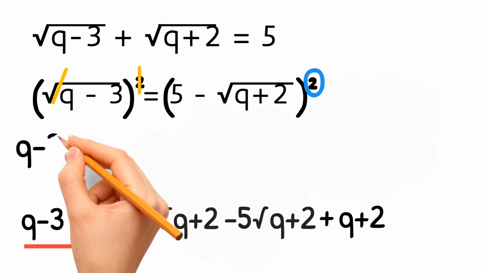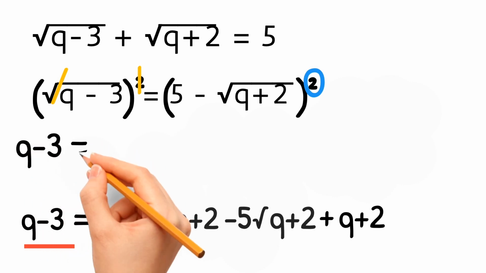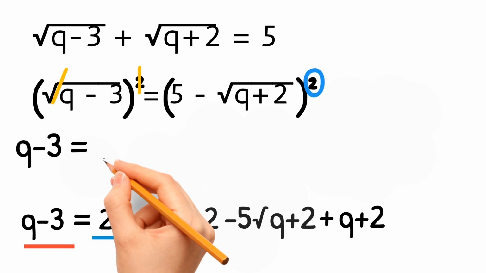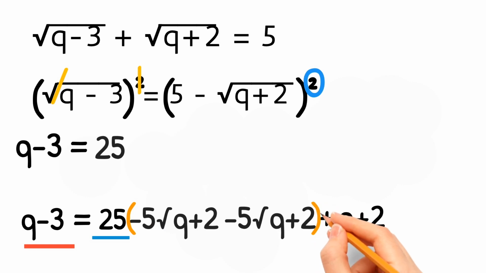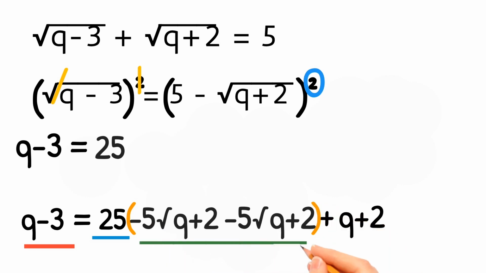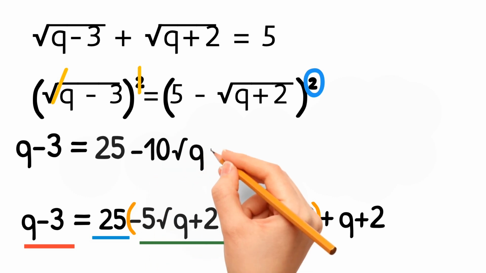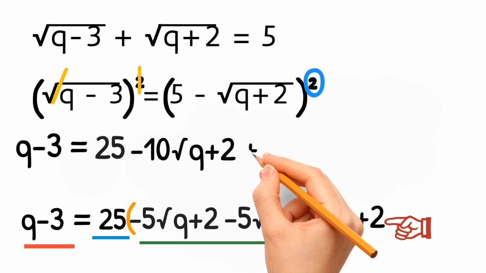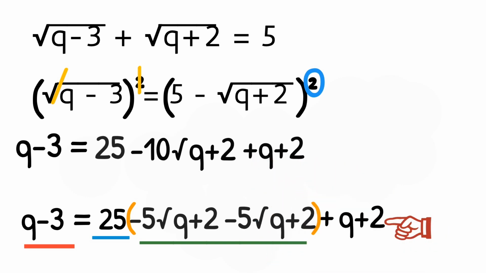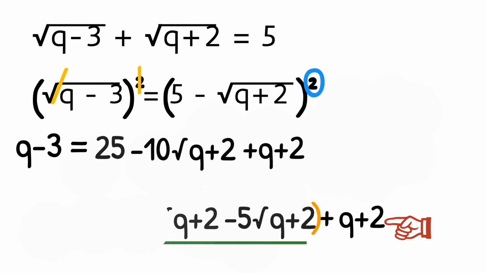So q minus 3, let me write q minus 3 there, and it is equated to 25. So I'll underline it and just write it there so that you see it clearly. Now here we can combine some root, because we have root k plus 2 and root k plus 2. They are the same. Since they are the same, we can just add the minus 5 and the minus 5 to become minus 10, and we just write one of the root of k plus 2 there. Now we will add plus k plus 2 onto 8. That is where I've used the red arrow to indicate it.